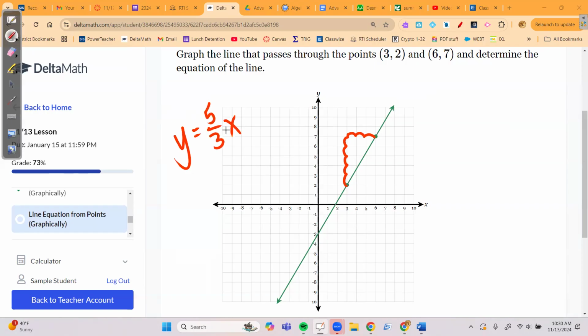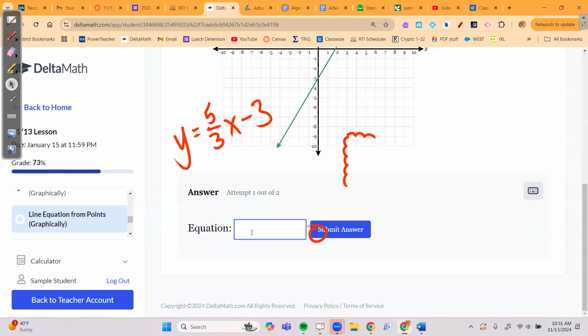And then the last part of it is just the easy one. Where does it hit the y-axis? Right there. The y-axis is down 3. So I will finish my equation with a -3. Got it? So y equals 5/3 of x minus 3.